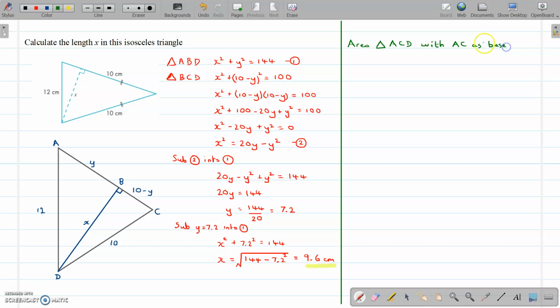And I'll put base in inverted commas because it's not actually sitting on that base, but we often talk about the area of a triangle being half base times height. So imagine this triangle was tipped over. This is the base here between A and C, and the height is the perpendicular height, which is x. So the area of the whole triangle is a half of base times height. We know the base is 10, because it's 10 minus y plus y, which is 10. So the area of the triangle with AC as base is half base times height, so a half of 10 times the height, which is x. That's clearly 5x. So the area of that big triangle is 5x.